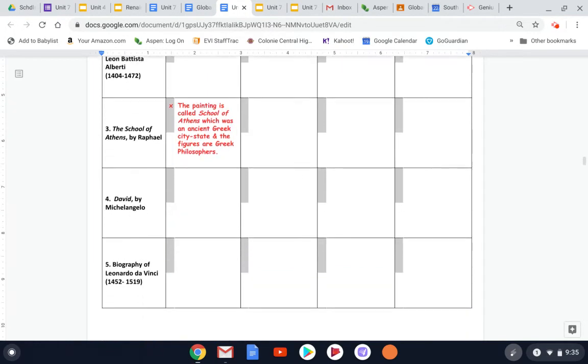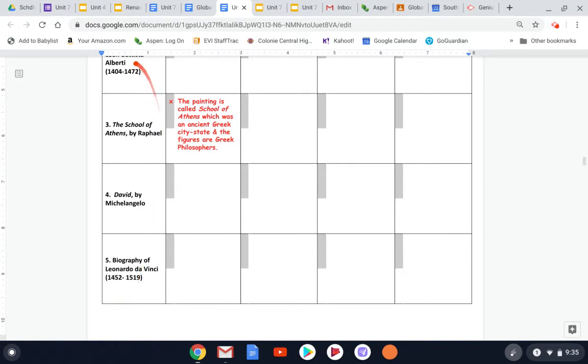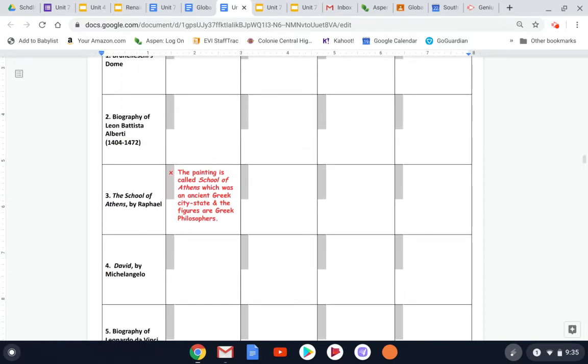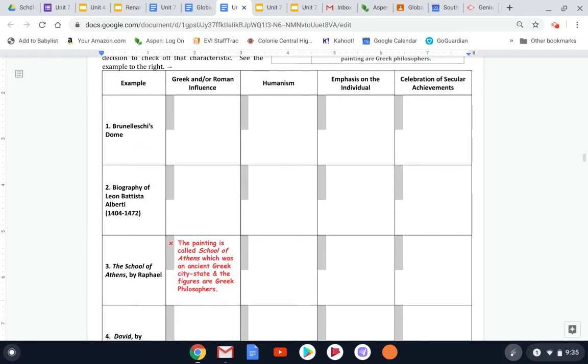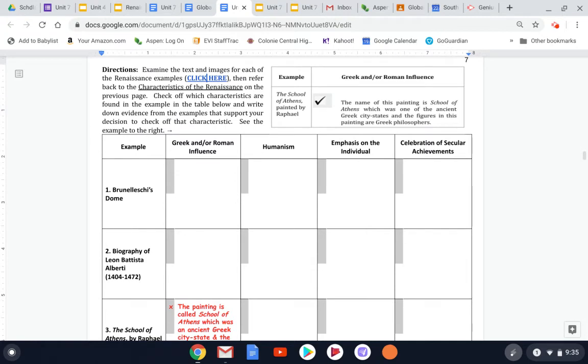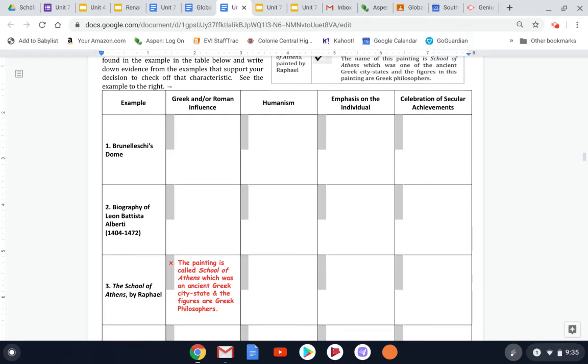So on this table, there are 5 examples. And these are going to be sculpted pieces, paintings, pieces of architecture that we'll see in this link up here in just a second. But the way that I want you to fill out this table is that each of these examples is on a row of its own. And I want you to be checking off which characteristic of the Renaissance is represented by this Renaissance example or this piece of art or architecture that we're going to look at.